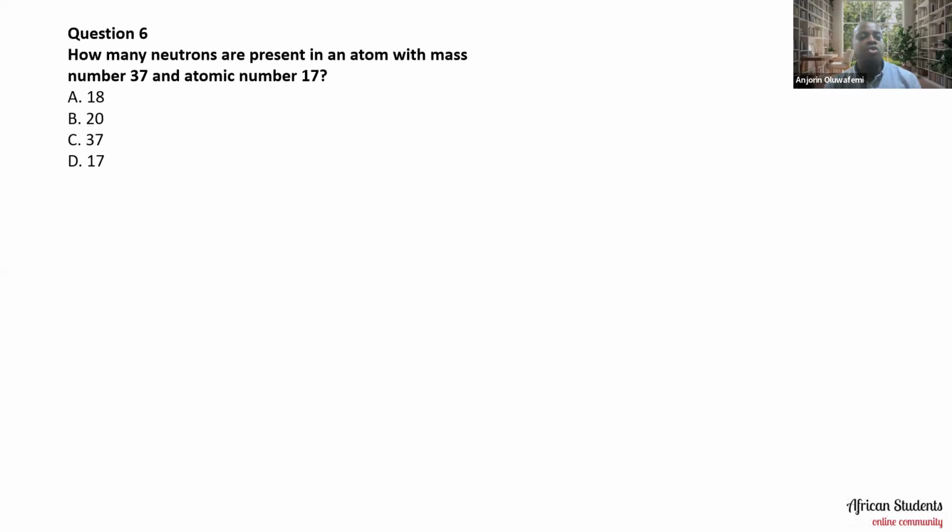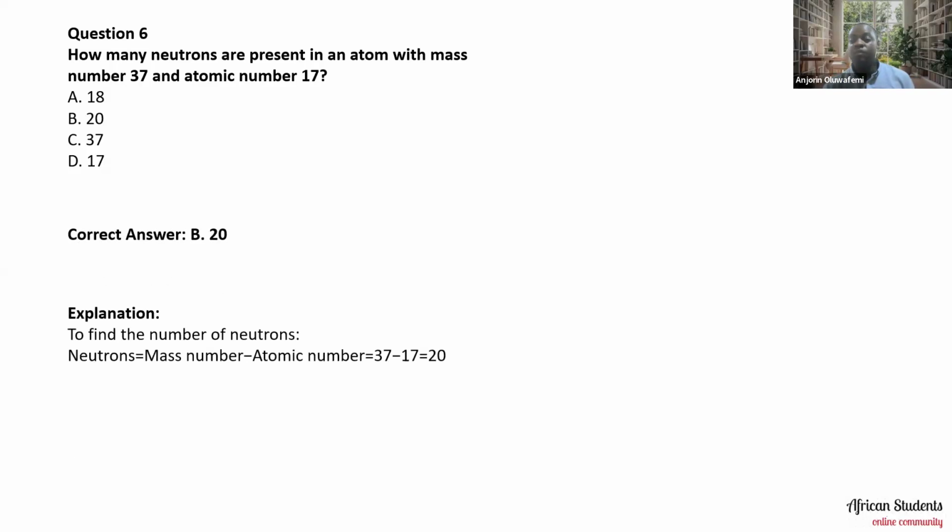How many neutrons are present in an atom with mass number 37 and atomic number 17? So let's look at the options. If you look at it carefully and work it out appropriately, you will end up having 20 as your answer. And how did we arrive at that? To find the number of neutrons, neutron equals mass number minus atomic number, which is 37 minus 17, and that gives us 20.